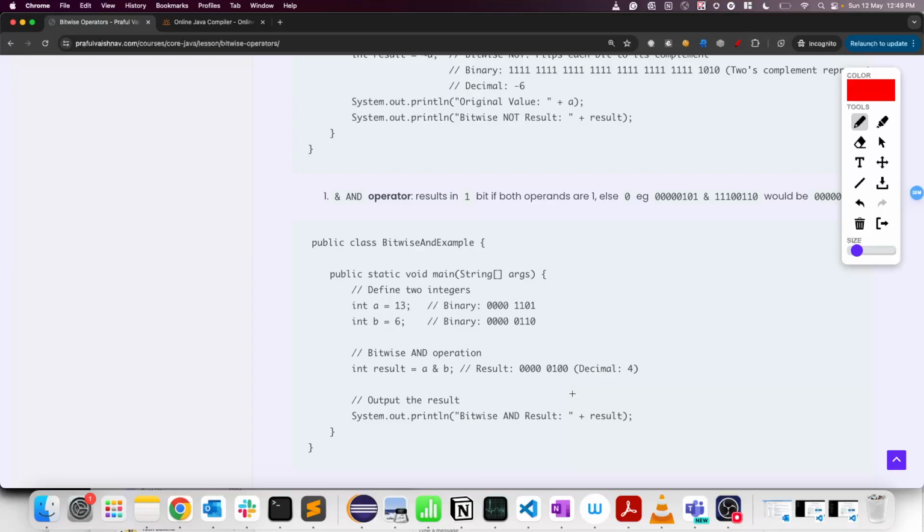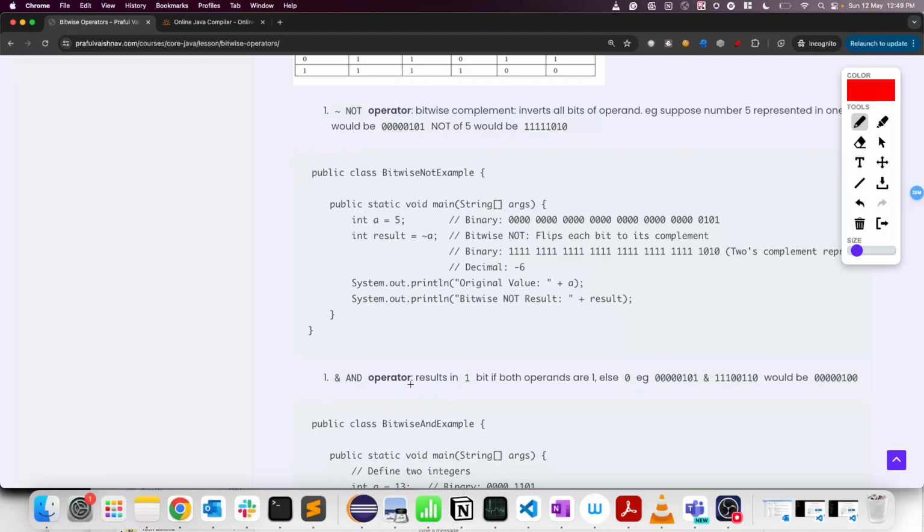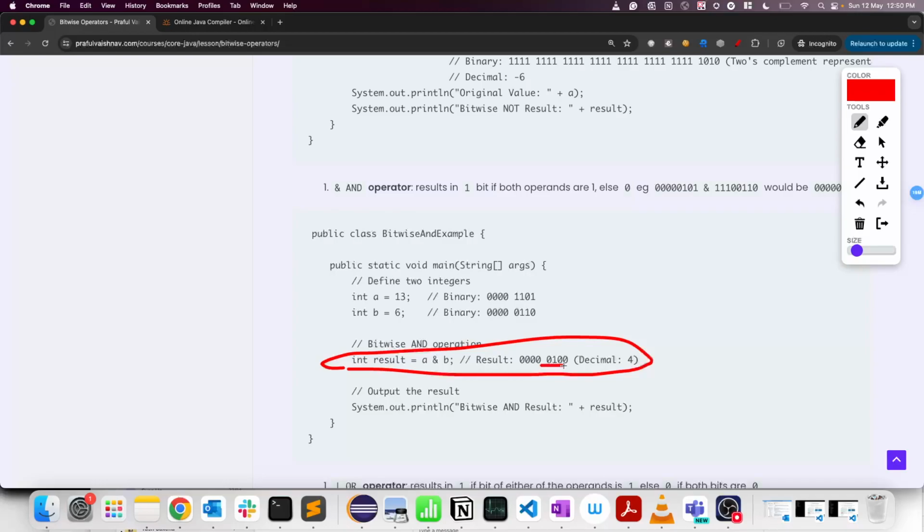0, right? What we have studied. AND operator results in 1 if both operands are 1, else it is 0. So for 1 and 0, it will be 0, and 0 and 1 also 0. Only for 1 and 1, it will be 1. So the result bits would be 0, 0, 0, 0, 0, 1, 0. If we convert it to decimal, the result would be 4.